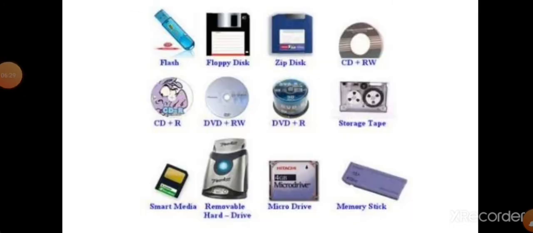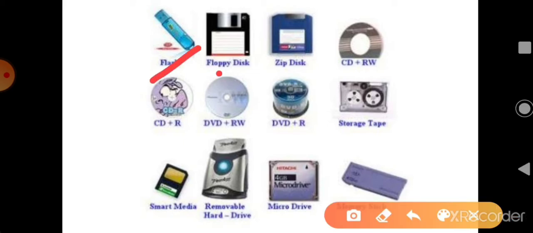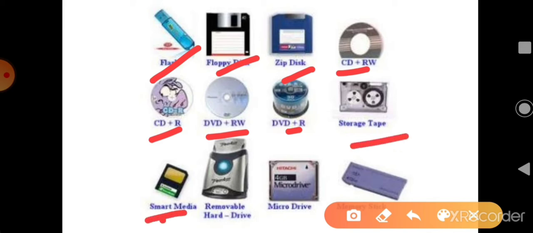Next, we are going to see the storage devices used in the memory unit. What are the storage devices we are using? I think you have seen all the storage devices before. Now I am telling you one by one. First, flash drive, floppy, zip disk, CD read writer, CDRs, DVD writer, tape, smart media, and removable disk, removable hard drive. All of these are known as storage devices. Like the pen drive we are using, that is one type of storage device.